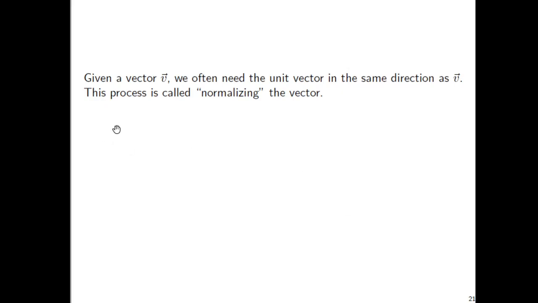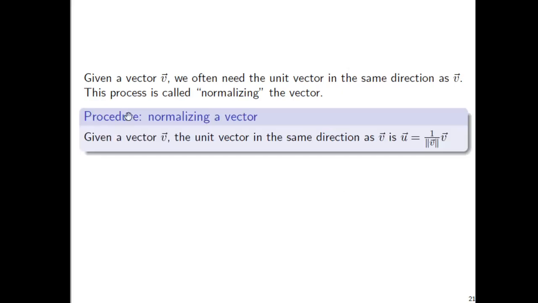If you're given a vector, we will often need a unit vector that points in the same direction as the given vector. This process is called normalizing the vector. So how do you do this procedure? Basically, to get the unit vector, to normalize the vector, to get a vector in the same direction, what you end up doing is computing the magnitude of the vector you have, and you do 1 over that magnitude.